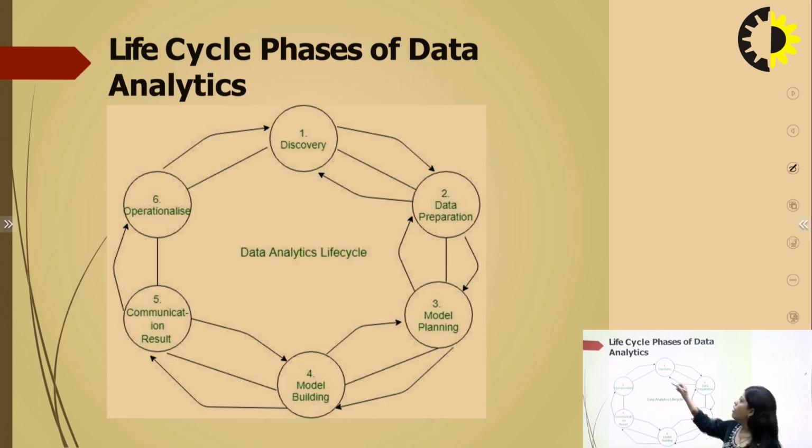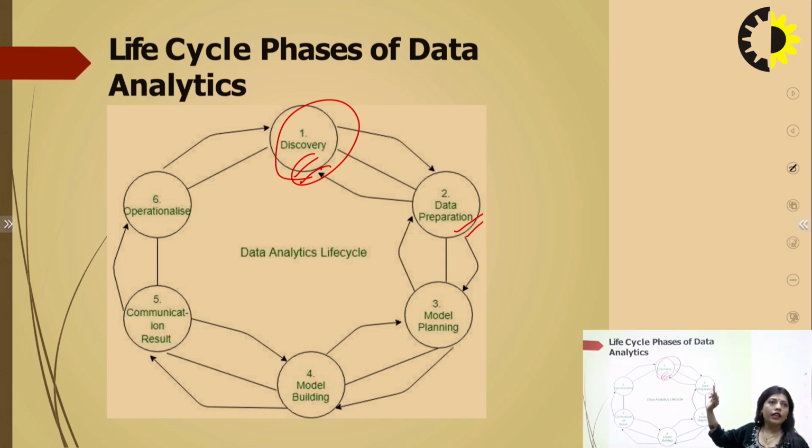First step is discovery. Second is data preparation. First we discover the data. After discovery of the data, we prepare the data according to the demand in the market. And next is model planning. In model planning, we identify the structure of the data and analyze the data, and in model building, we analyze or process that data, and after that we have communication of results. In communication of results, we perform data visualization, which shows the output to the user. And last is operationalize.